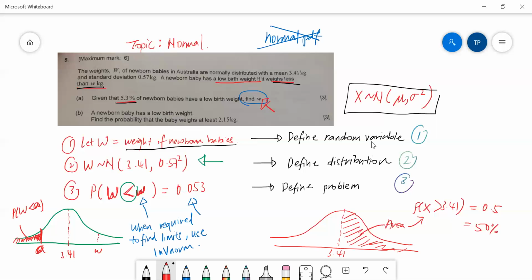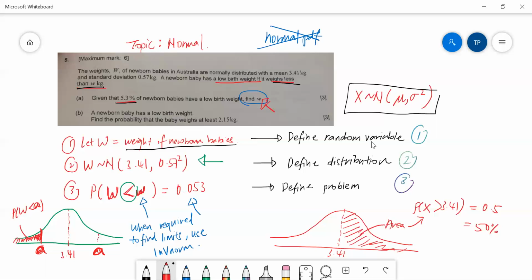Okay, so basically it's just saying that anything way less than the small w is 5.3. Yeah, correct. What I'm trying to ask you here is, do you think the A is here or the A is here? Given that the probability to the left is 0.053, which is 5.3.